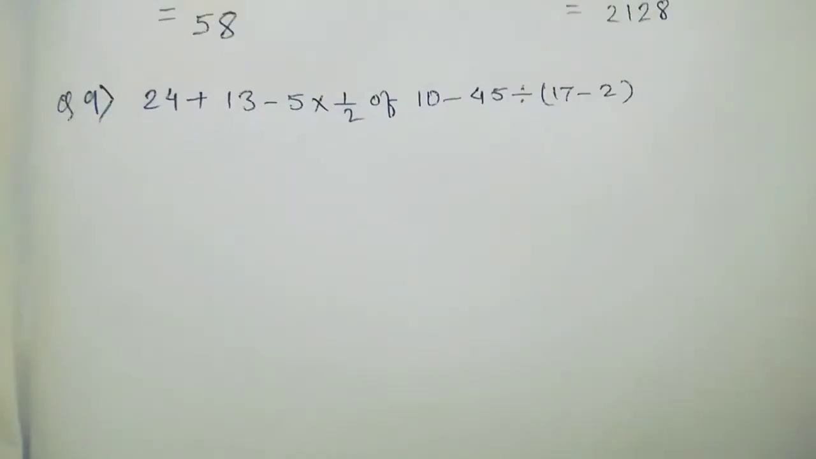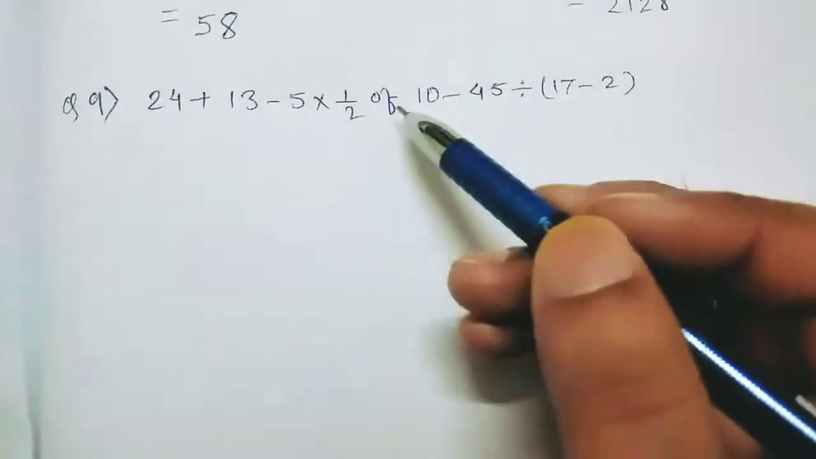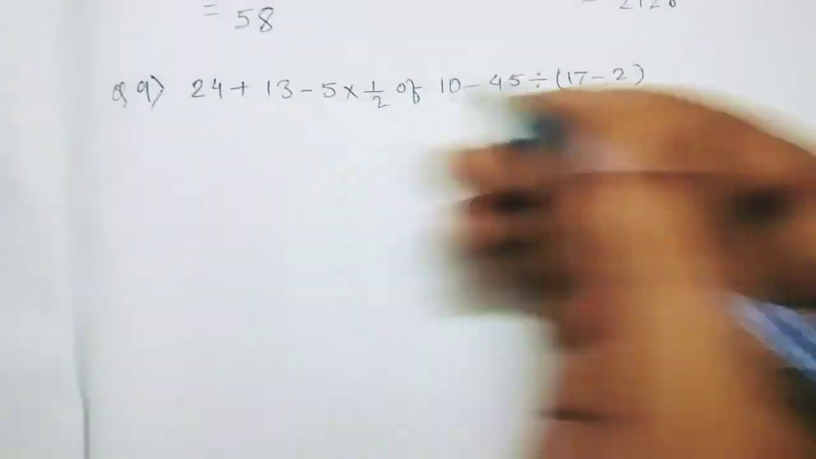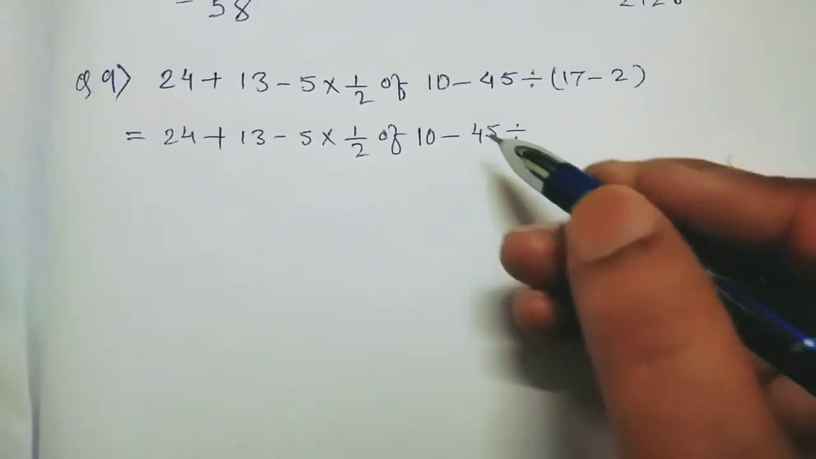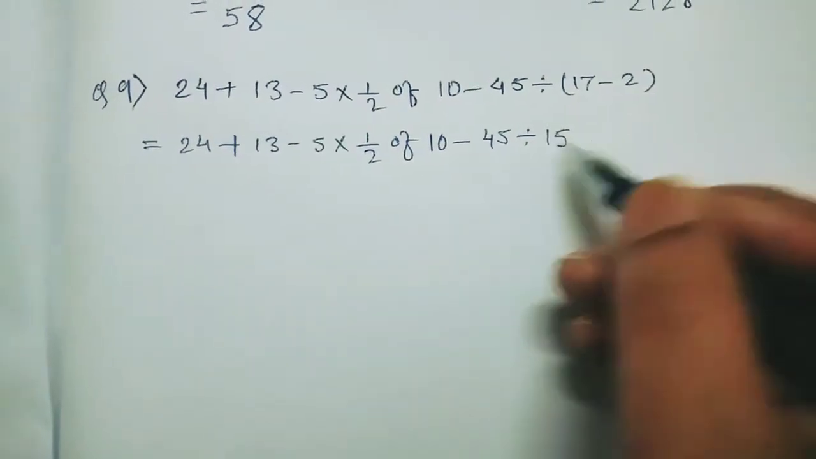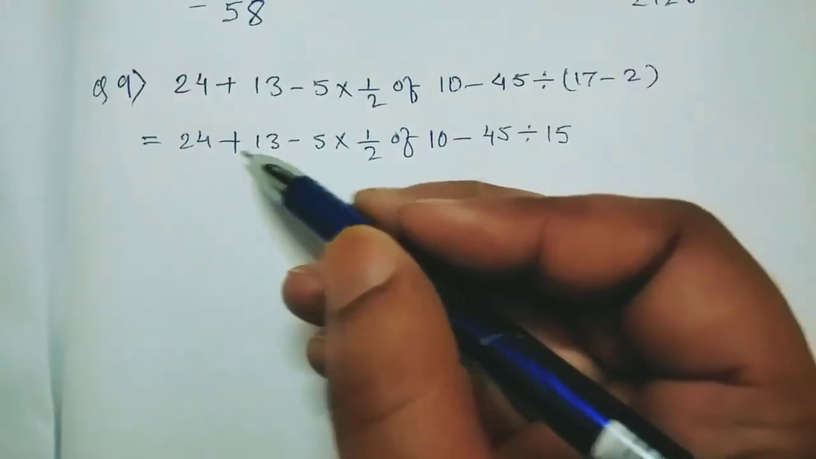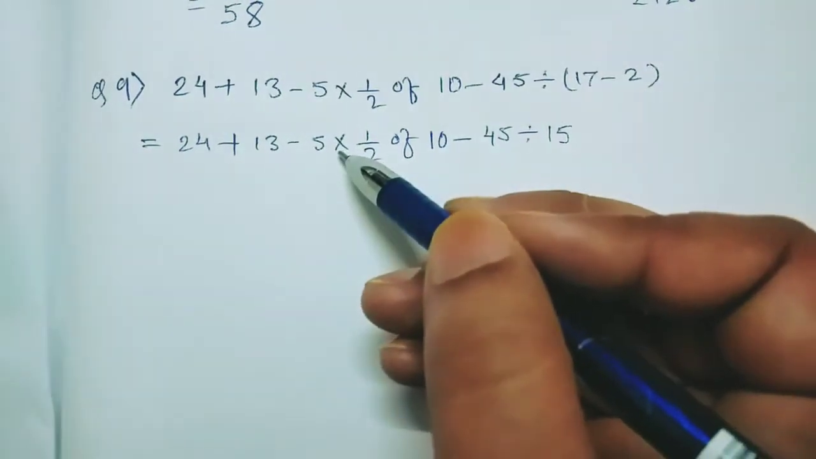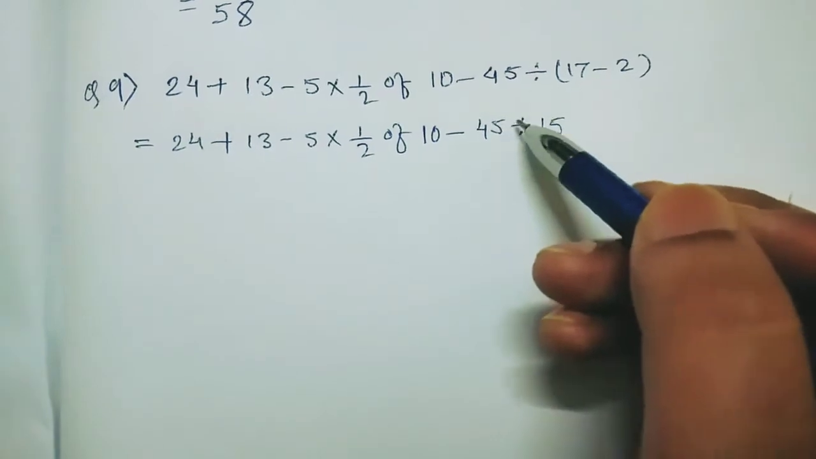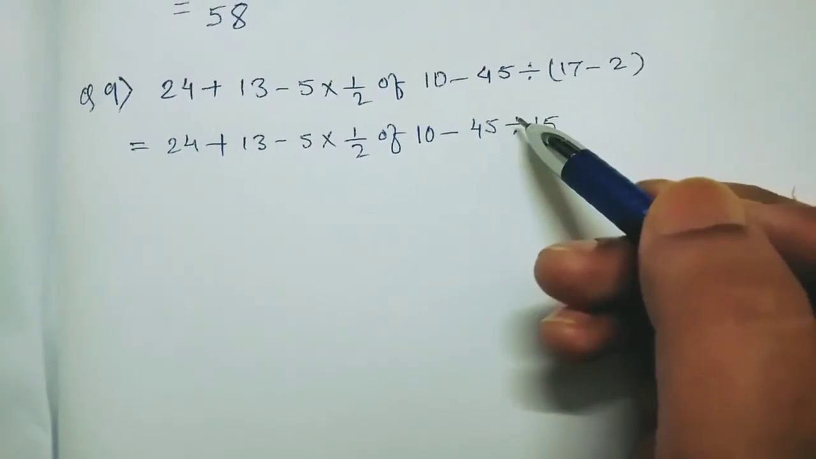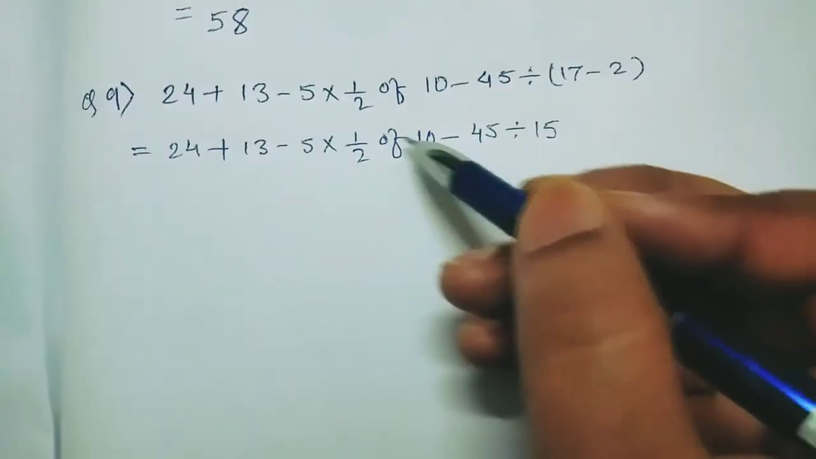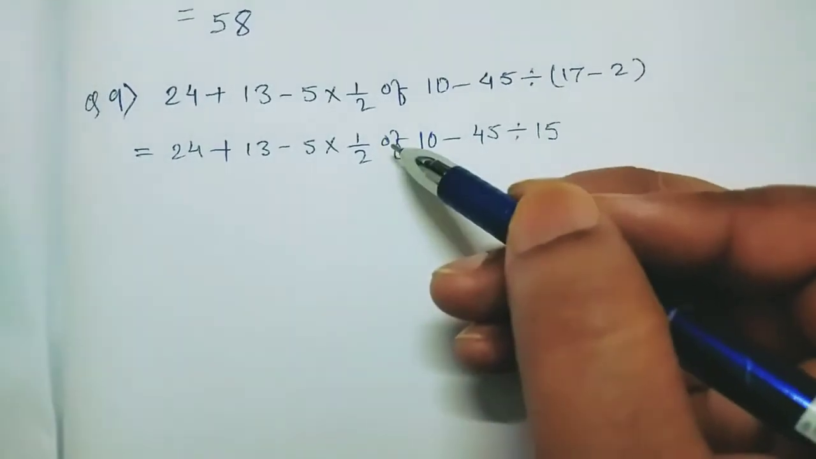Okay, so students, in question number 9 we'll solve first of all this small bracket, 17 minus 2. So let's write it. So here you can see we will solve 17 minus 2, it is 15, right? Now here see what you will perform. Here is plus, here minus, here multiplication, here off, here divide. So which has more power, which will solve first of all according to the BODMAS rule? You will solve this off first of all. So 1 by 2 of 10, that means you will solve this part first of all, after that division.